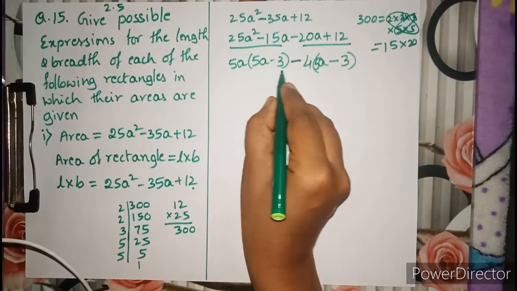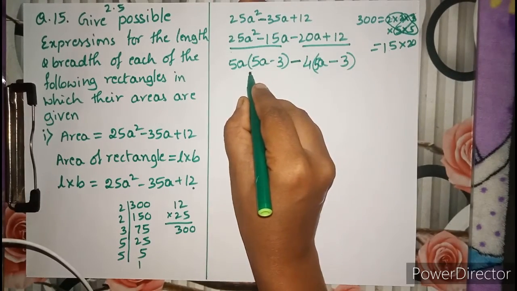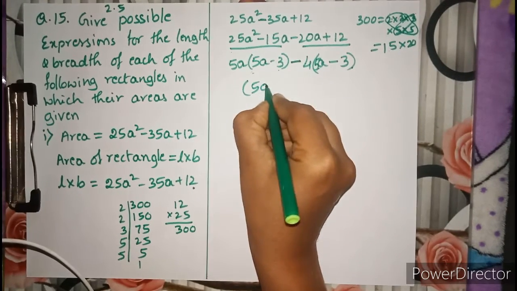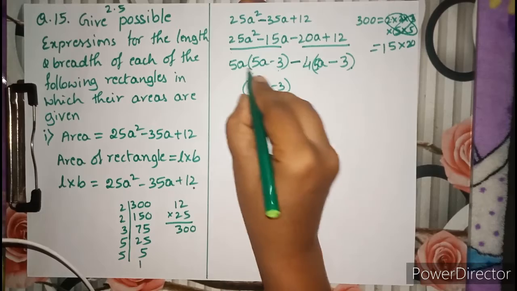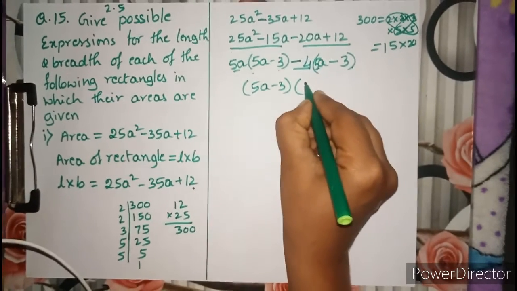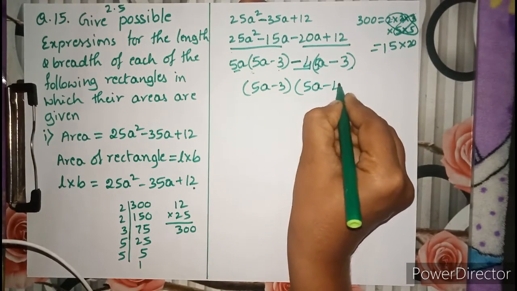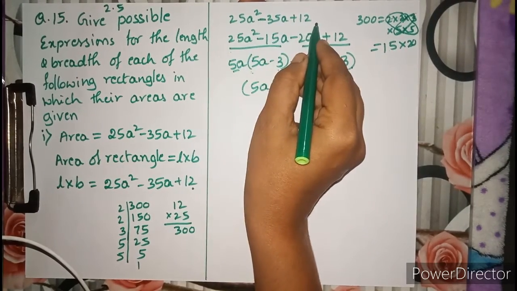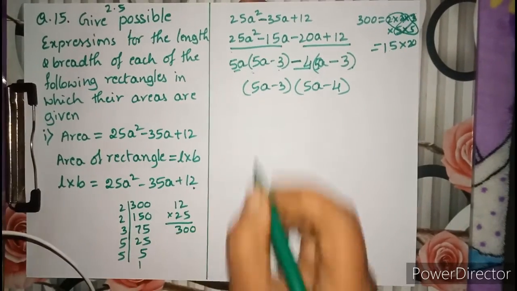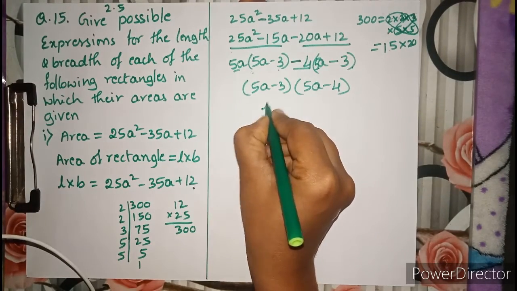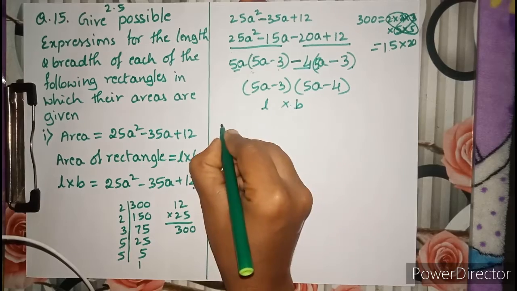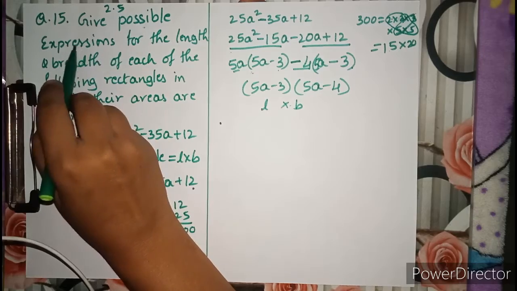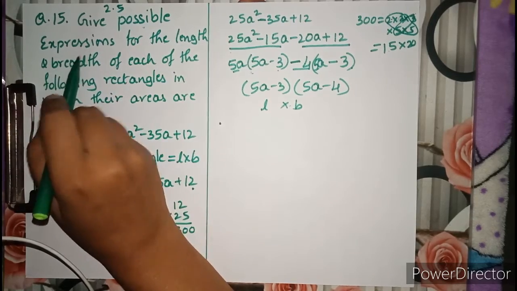So in the whole equation we again have 5a minus 3 as common. Take it out: 5a minus 3. The remaining terms are 5a minus 4. These are the factors of 25a square minus 35a plus 12. So this is the length and breadth, the possible expressions for length and breadth.